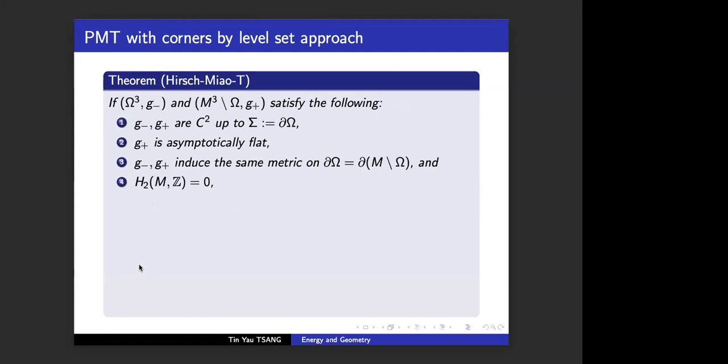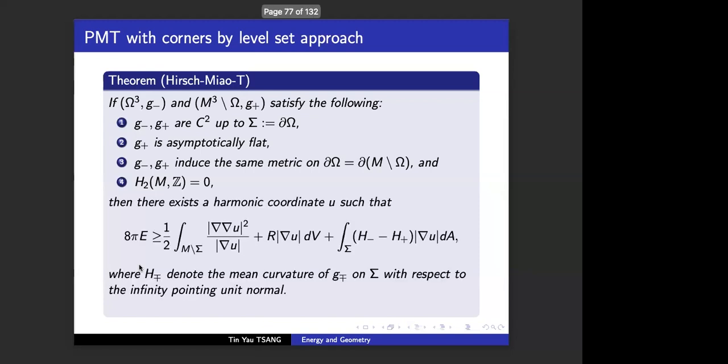Then I want to take this chance to introduce some of my other work. With Hirsch and Miao, we generalize a result of Miao in 2002, which is positive mass with corners. So what have we really generalized, in the following sense? We sacrificed certain topological generality, but we have flexibility in the quantity that we are concerned with. For example, this inequality holds true without any assumption on the scalar curvature and the mean curvature difference. So again, we sacrifice topology to gain some flexibility in the quantity.